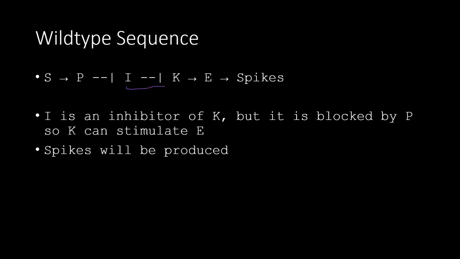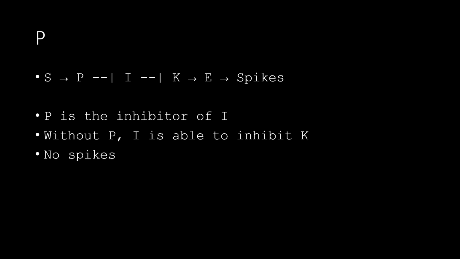So since I will inhibit K, and we need K to stimulate E, we need this P to block the I so that E can be stimulated and spikes will be produced. So here's a mutation where we take out P. P is what inhibits I, and I is kind of the bad guy here for K because it blocks K from stimulating E. So without this inhibitor of I, it's able to inhibit K, and there will be no spikes.